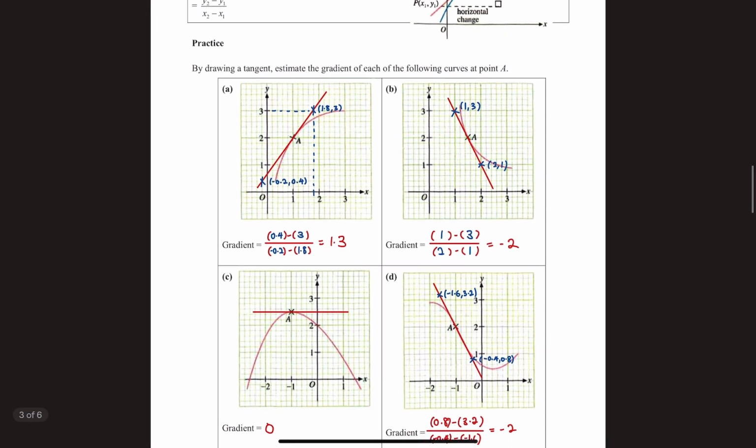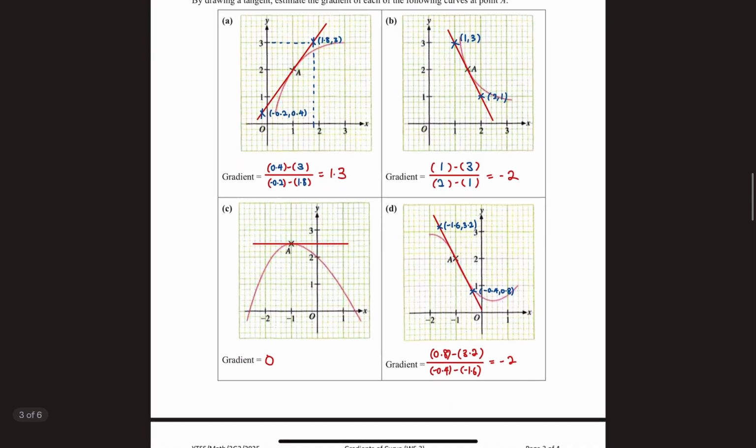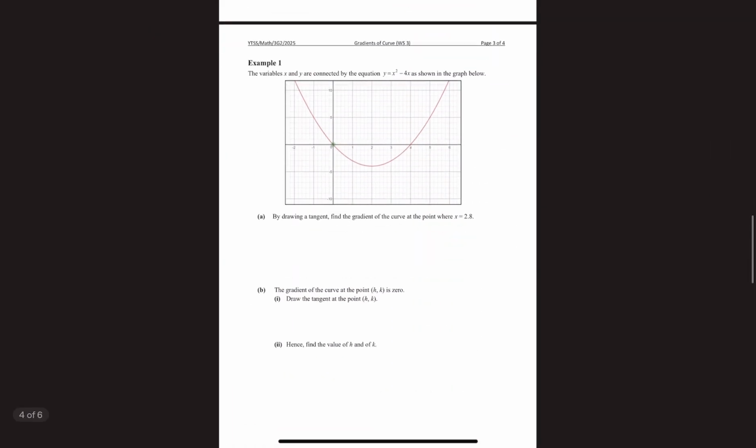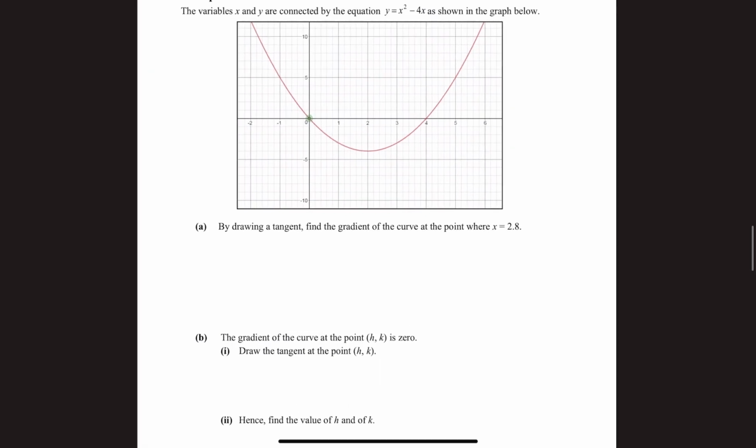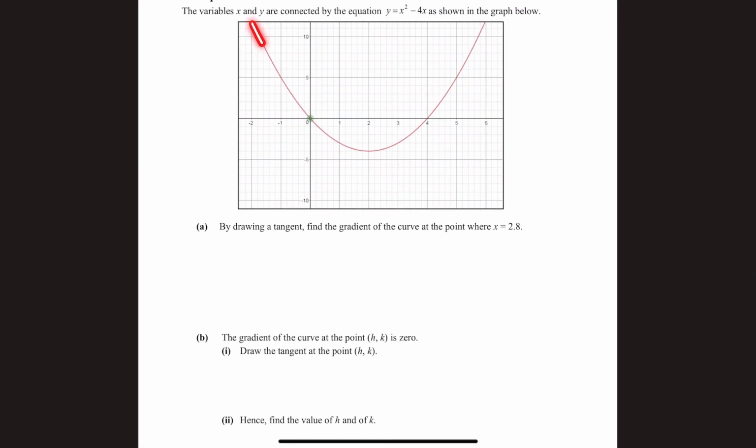Okay, this is for the practice questions here. Alright, so now let's look at example 1. Okay, example 1 here, I'm given a graph connected by the equation y equals x squared minus 4x.